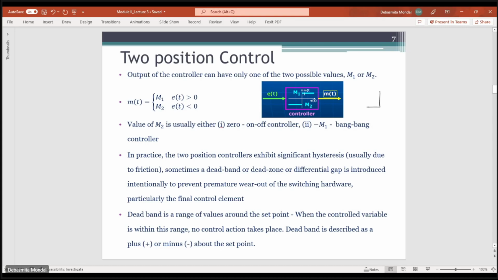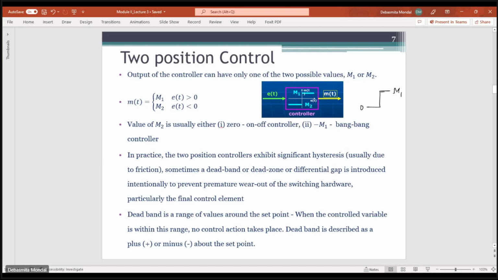But in practical scenarios, mostly what happens is that intentionally a dead gap or a hysteresis is introduced into the system. So why do we want a hysteresis? Ideally, we have always thought, or we have already seen, that hysteresis is something which is undesirable. We don't want any kind of hysteresis in our system. But now I'm saying that we are intentionally introducing some hysteresis or a dead band or a dead zone. So why is that?